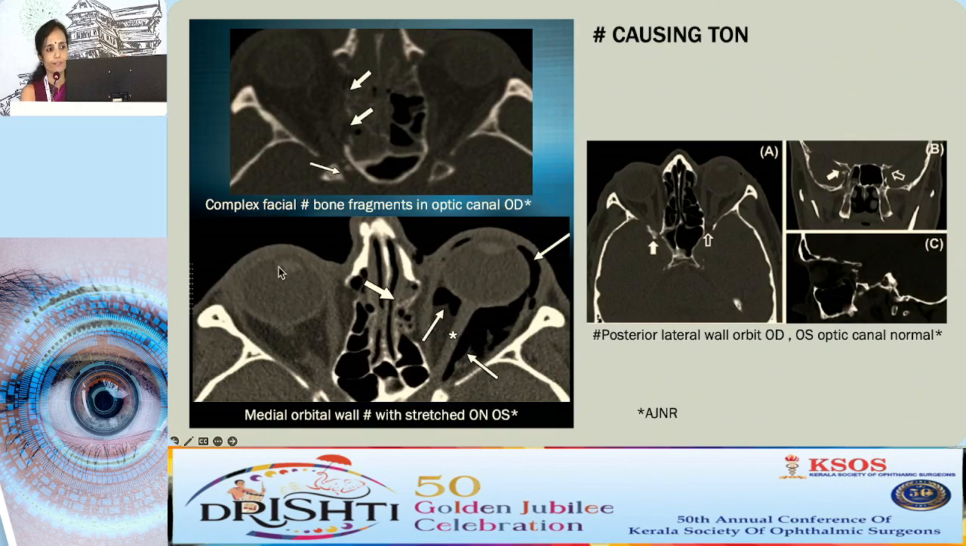So these are some radiographic pictures which I picked up from the American Journal of Neuroradiology. Beautifully, they're showing the complex facial fractures here with the fracture in the bone segments in the optic canal of the right side. And in this picture, you can see there is a medial orbital wall fracture, and you can see the optic nerve is stretched. Normally, the optic nerve is tortuous. See, this optic nerve is stretched, so that indicates there is trauma to the optic nerve. And in this picture, there is a fracture of the posterior orbital lateral wall, and you can see that the left canal is normal, but there is a widening of the canal here.